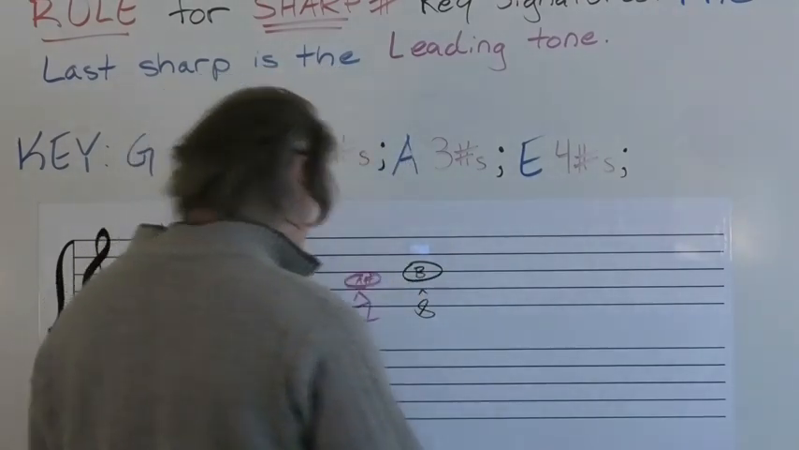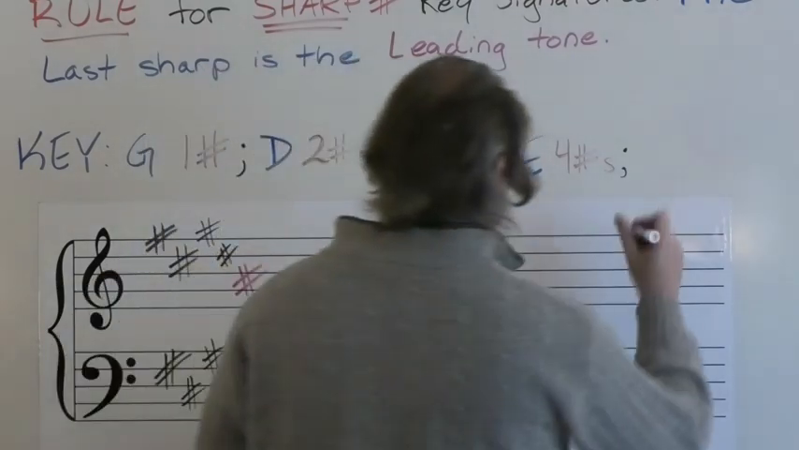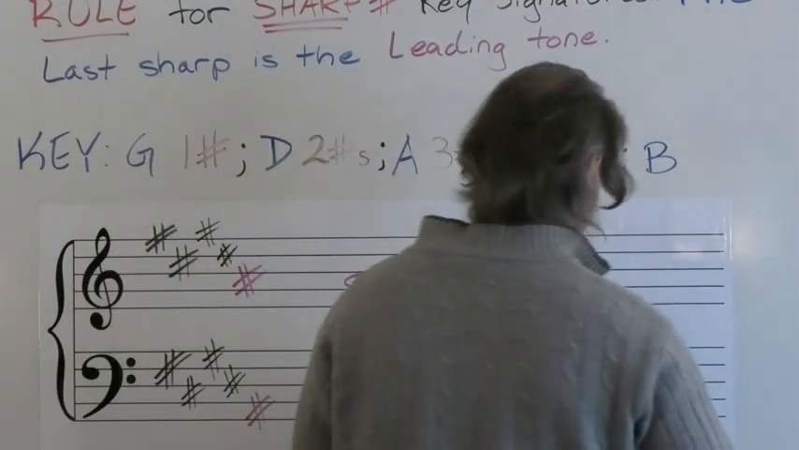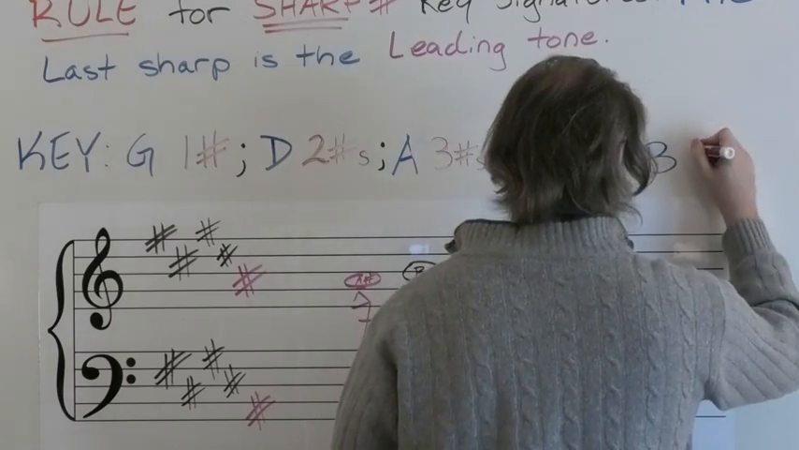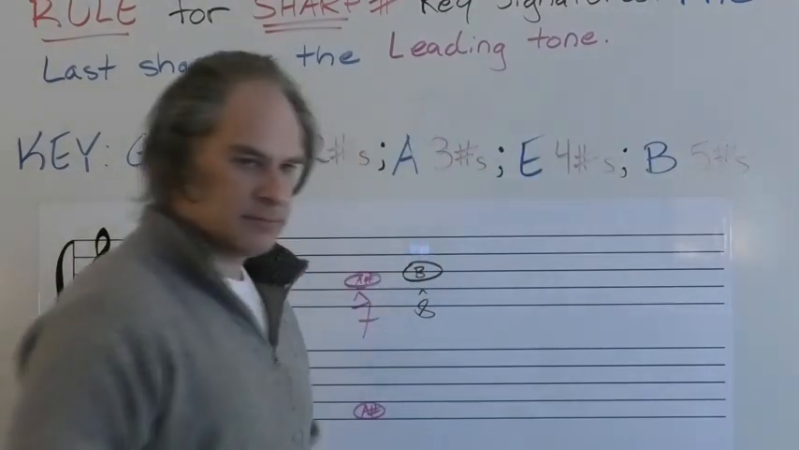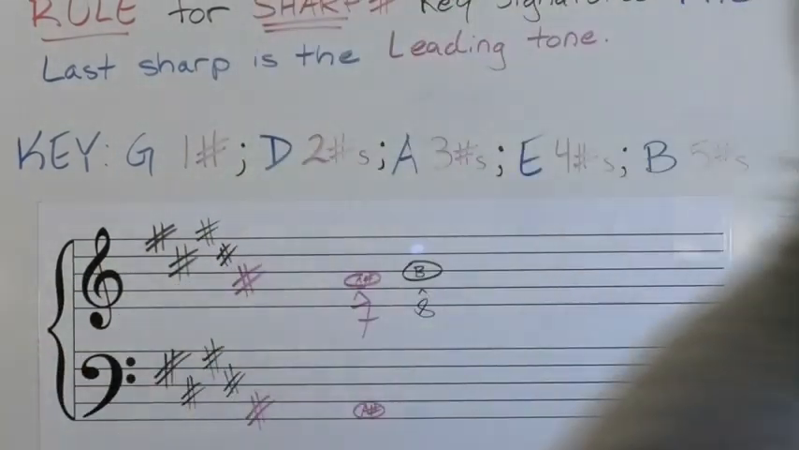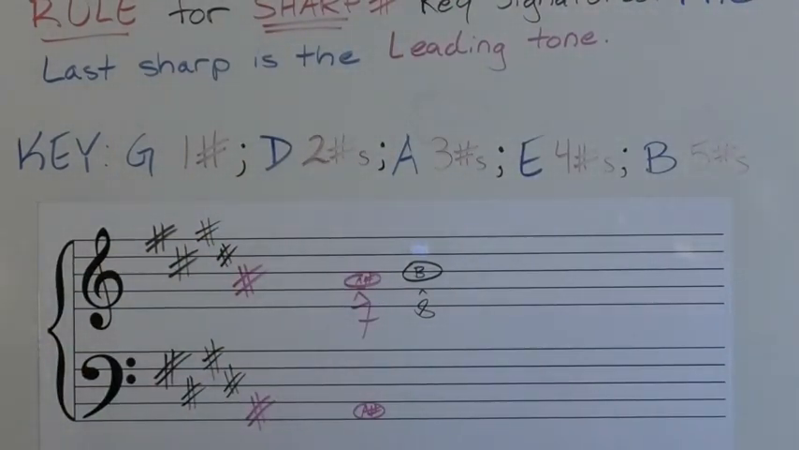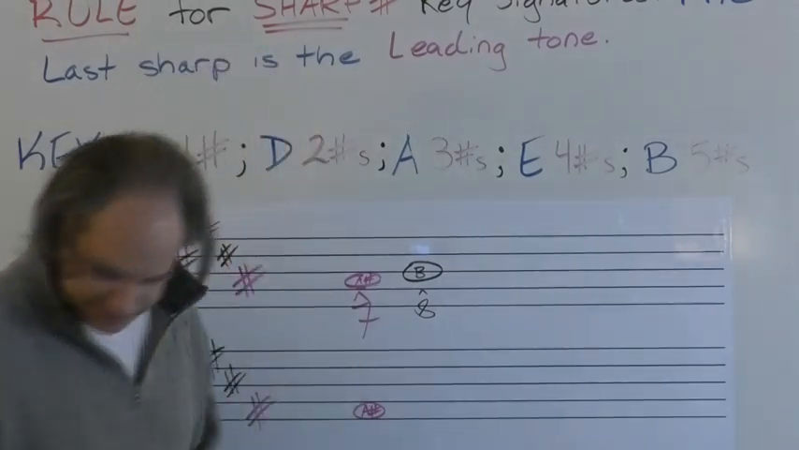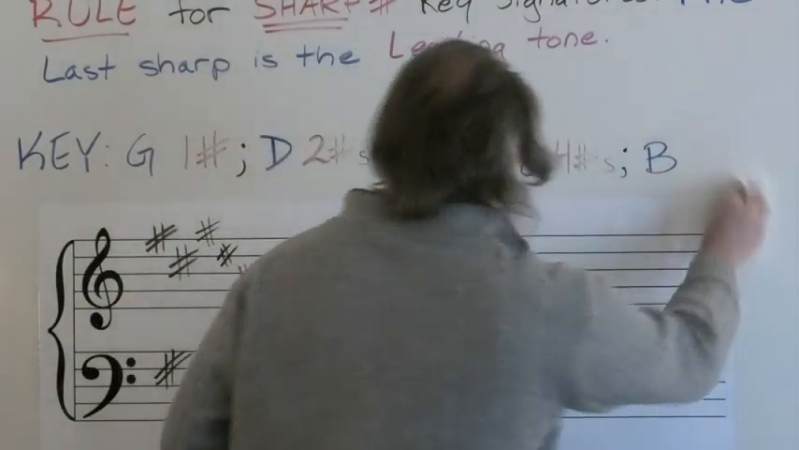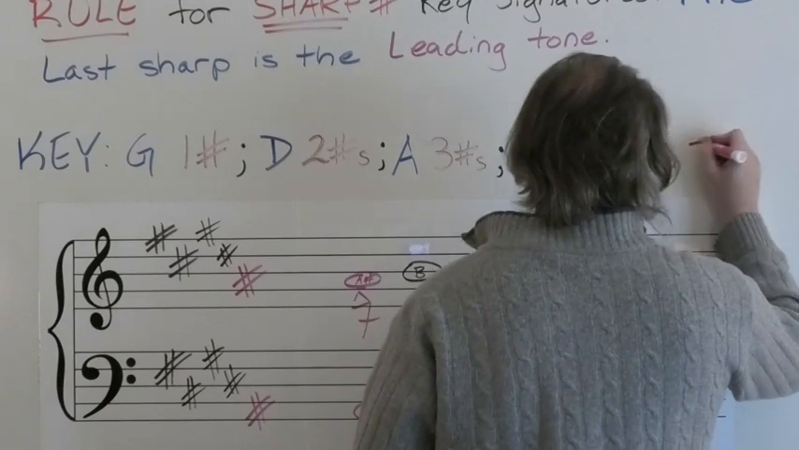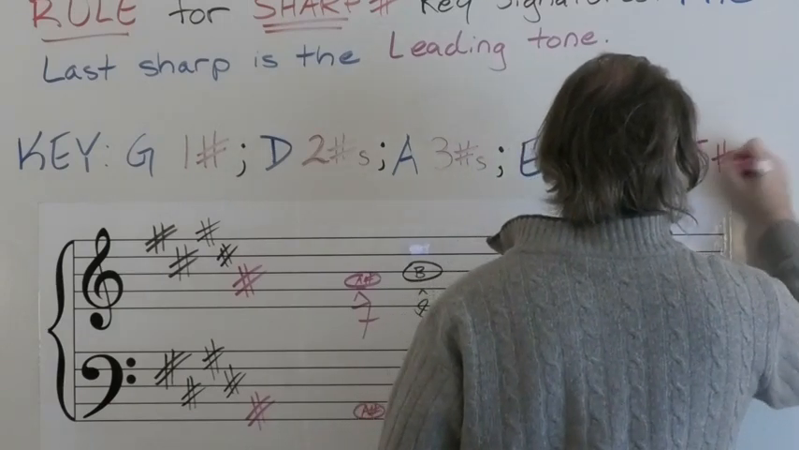Now you can kind of check your math here, and I'll show you why. B is going to have 5 sharps. 0 sharps is the key of C, and then 1 sharp is G. 1, 2, 3, 4, 5. Is there a 6th? I have no dark reds left. Well, that's an interesting question.